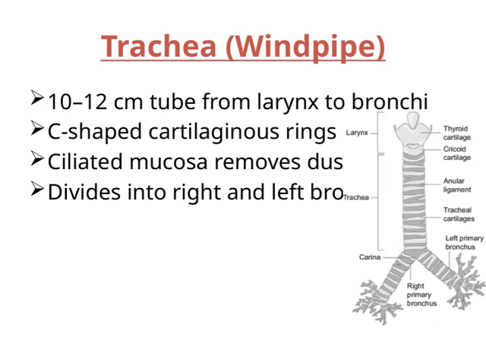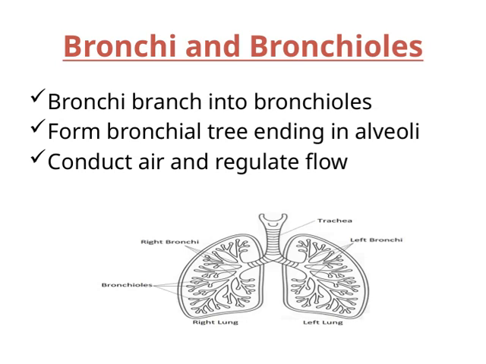This division is a key part of the respiratory pathway, ensuring air is directed properly into each lung for gas exchange. Overall, the trachea is a vital part of our respiratory system, serving as the main airway from the larynx down to the lungs. Now, let's take a closer look at how the bronchi branch into smaller airways.